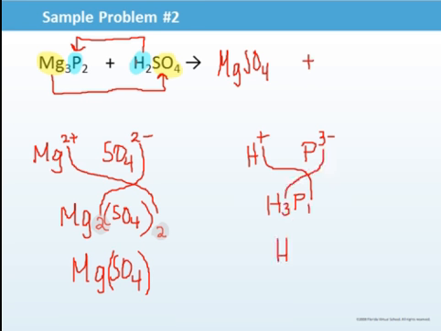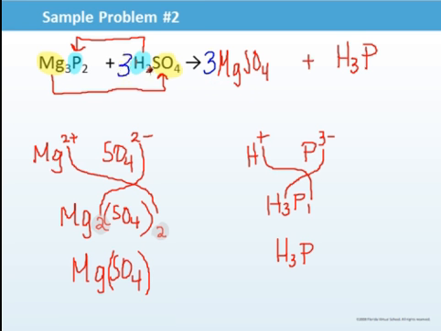H3P1. And usually when we have a subscript of 1, we don't write it. And so now we just need to balance. So balancing, we have 3 magnesiums here. I need to have 3 magnesiums over here. That causes me to have 3 sulfates. I need to have 3 sulfates.